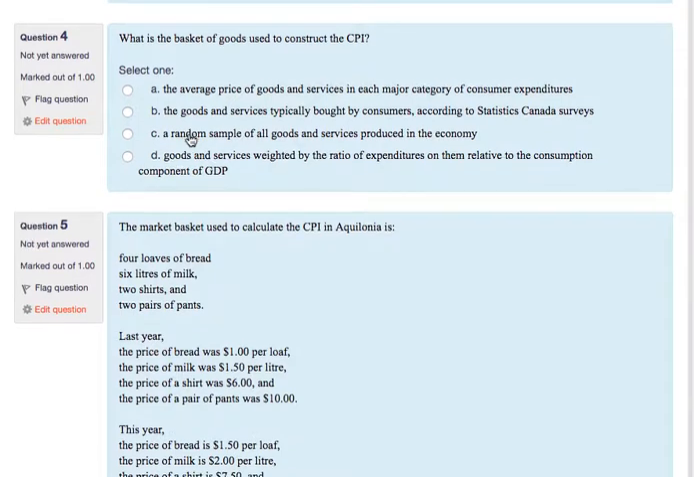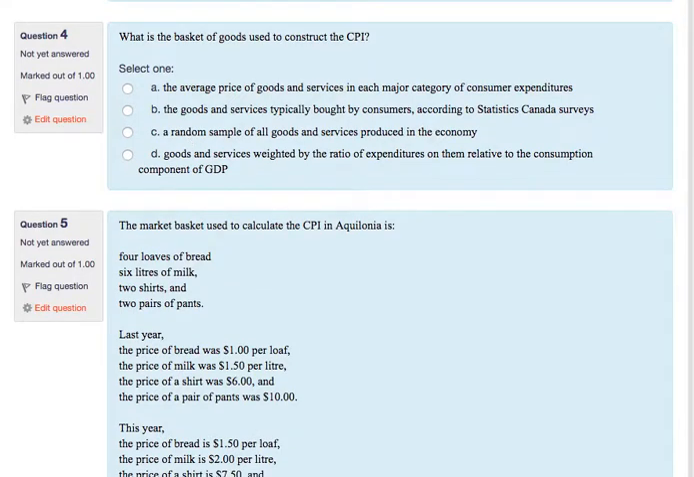What is the basket of goods used to construct the CPI? So in this chapter, we've seen that to construct the CPI, Statistics Canada uses a basket of goods commonly consumed by an average consumer in Canada. This basket of goods takes into account roughly 600 goods, and it takes into account different quantities for each of those goods to represent a typical consumer. So here, the average price of goods and services in each major category of consumer expenditure. Well, there are not 600 categories, there are fewer than that. So this is not good, it's an aggregation.